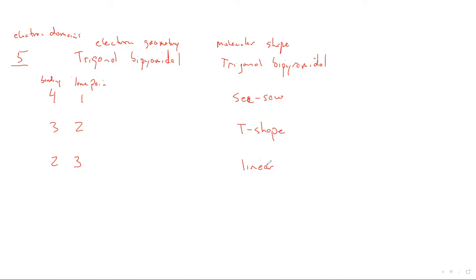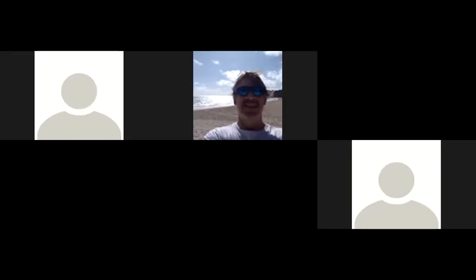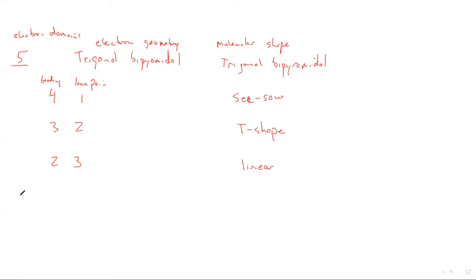All right, the last one, any questions? The last one is 6 electron domains, and that is going to be what's known as octahedral. It has 8 faces, and everything is 90 degrees apart. What's an example? I think it's SF6.